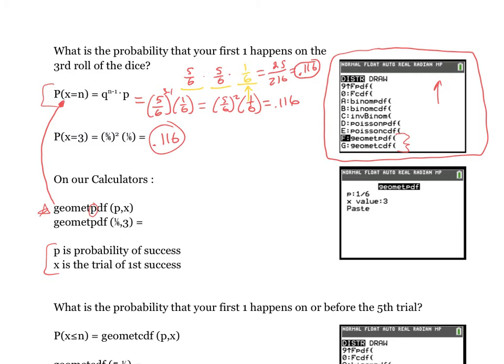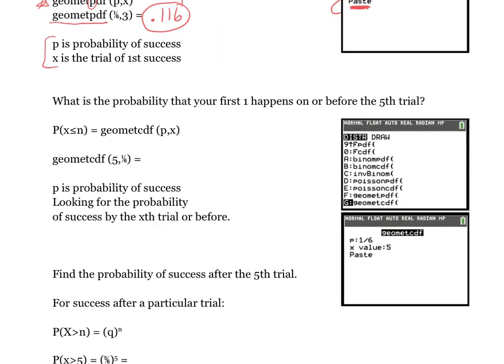Okay. So on my calculators, I would use the Geometric PDF command, and I would type in 1/6 for the probability of success and a 3 for when I want it. And if you do that calculation, you'll also get 0.116. Okay. And this is what it looks like on a TI-84. It'll ask you for the P, 1/6, and then when do you want it, a 3, and then you just click paste, and it will get you the answer. Okay. Again, remember, this has to be the PDF one, so be careful, because there's another one, Geometric CDF, and we'll talk about that next.